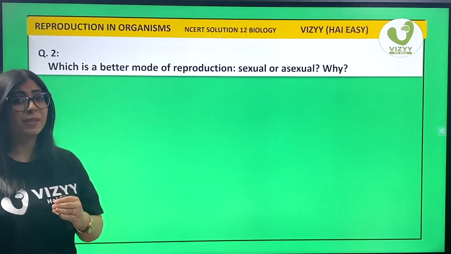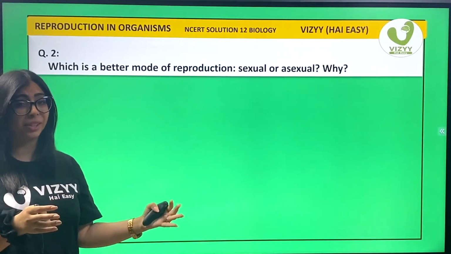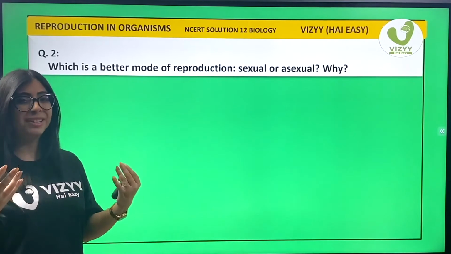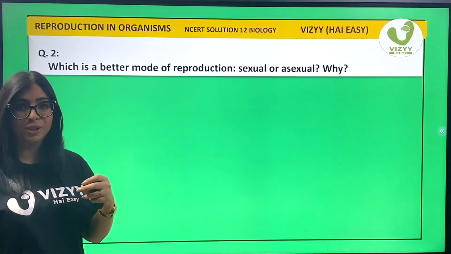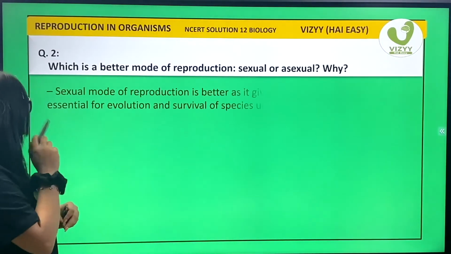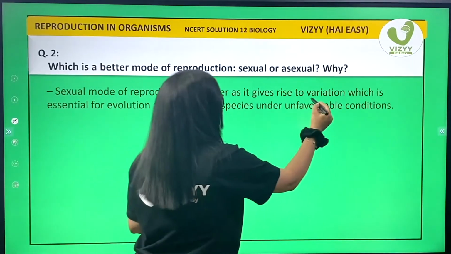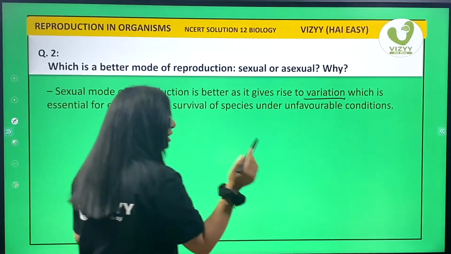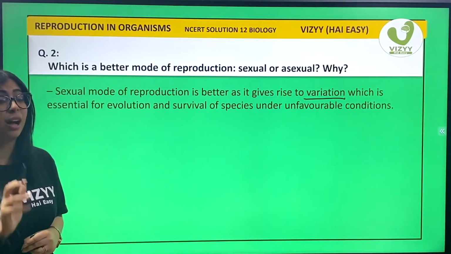So 50% of characteristics are from the male and 50% of characteristics are from the female. Thus, it gives rise to variation, and variation leads to evolution. So you are supposed to write it as: sexual mode of reproduction is better because it gives rise to variation. So variation over here, kids, is the essence of this answer.